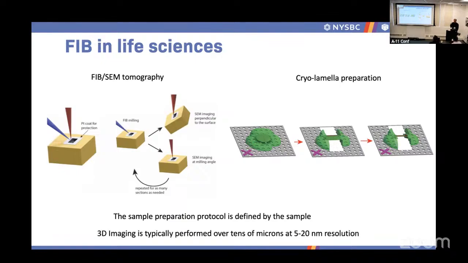So generally speaking, the sample preparation is going to depend on the sample and the answer you want to have out of it. And if you're doing three-dimensional imaging of any kind, so when it comes to FIB-SEM tomography in general, you're looking at anywhere between 5 and 20 nanometers resolution. It can even be 50 if you're doing it at cryogenic temperature.